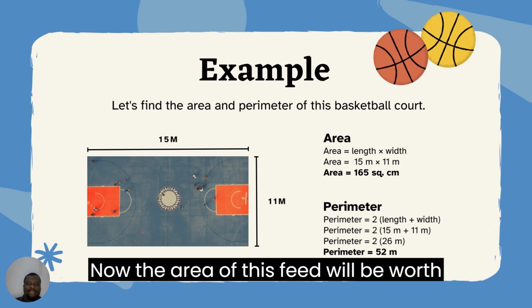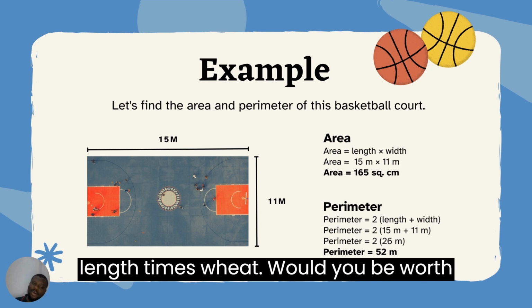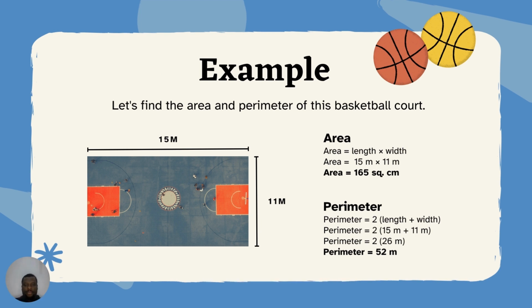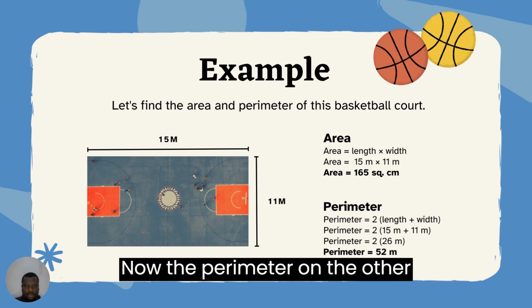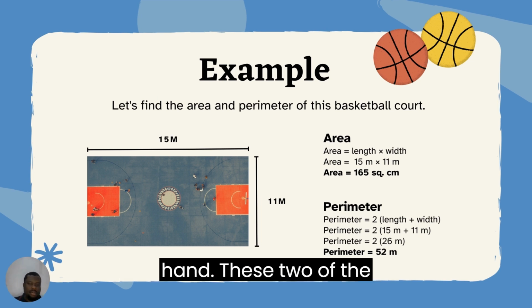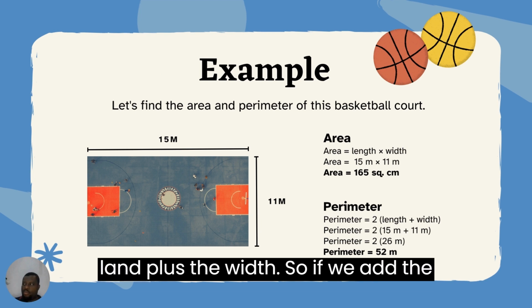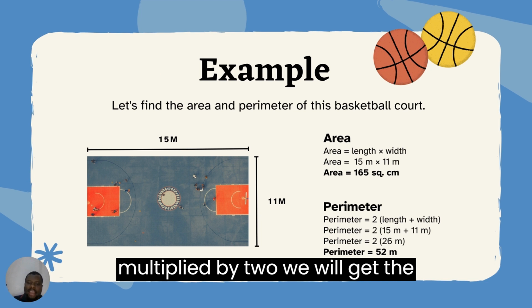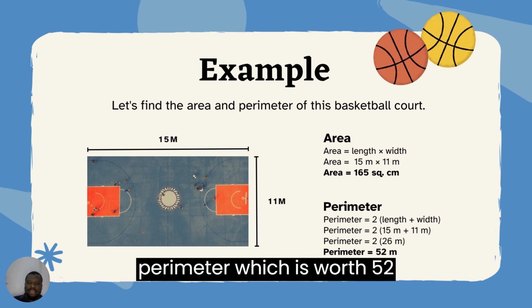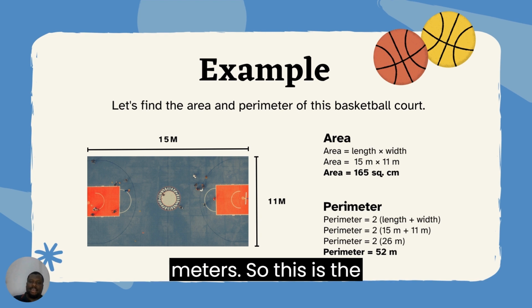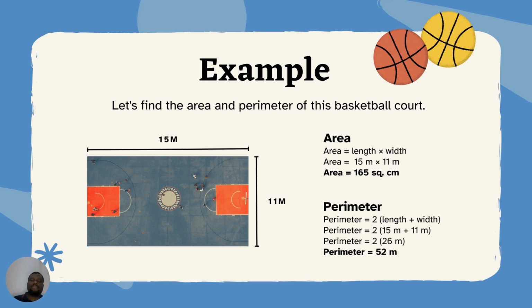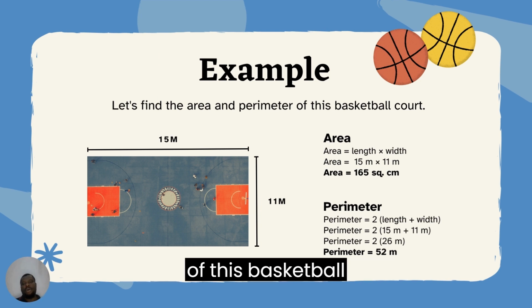Now the area of this field will be length times width, which will be 15 times 11, and that gives us 165 square meters. Now the perimeter, on the other hand, is 2 times the length plus the width. So if we add the length and the width, 15 plus 11, and multiply it by 2, we will get the perimeter, which is 52 meters. So this is the area and this is the perimeter of this basketball court.